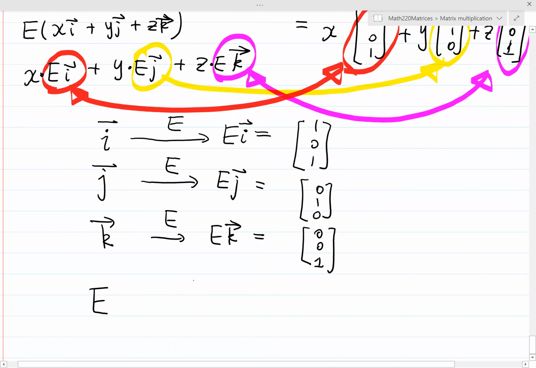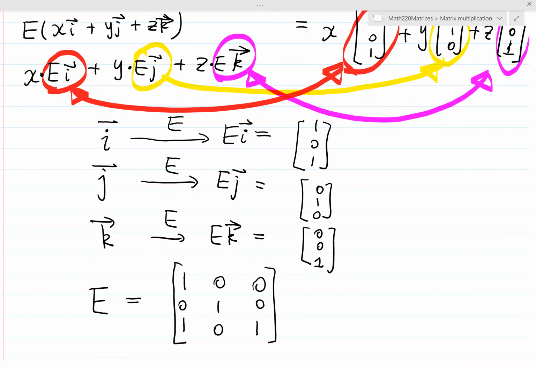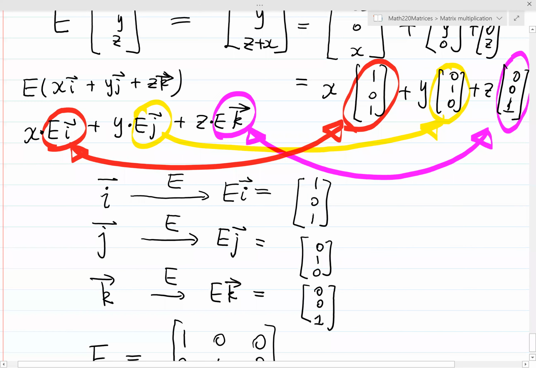So we finally put all three columns together. The first column is 1, 0, 1. The second column, 0, 1, 0. Then we get 0, 0, 1. Then we are done. I think we forgot something. Yeah, it's right.